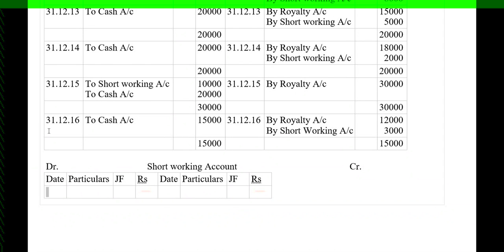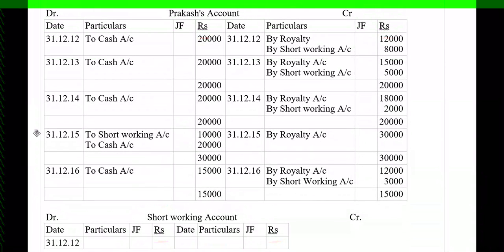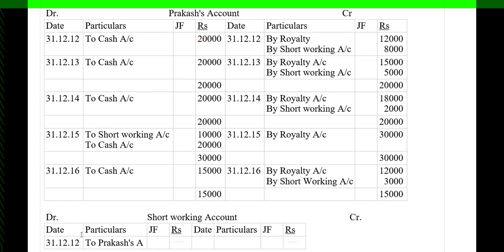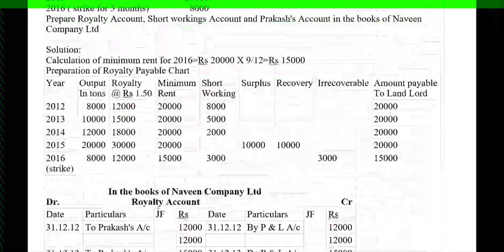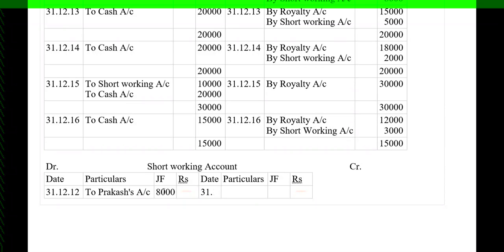So now on 31st 12 2012, when there is a short working, then the entry will be short working account debit to Prakash account here. So to Prakash's account. So in the first year, now let us see in the chart here, we have got 8,000 short working. So here 8,000. So on 31st 12 2012, by balance carried down. So the balance carried down is rupees 8,000 here.